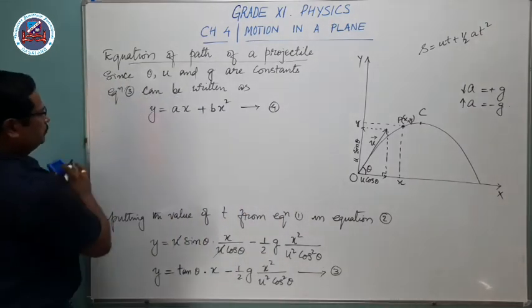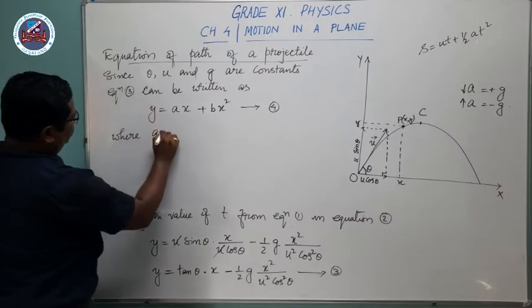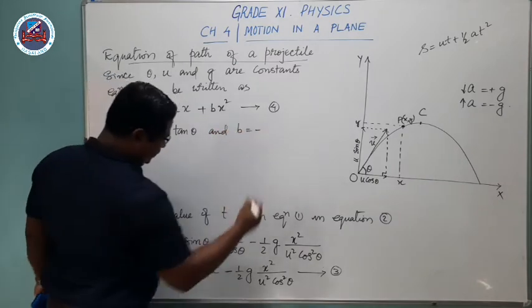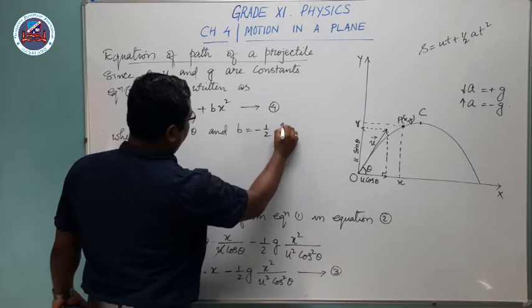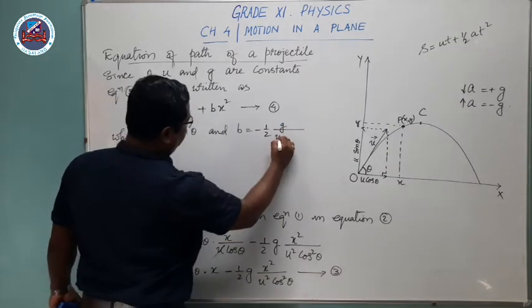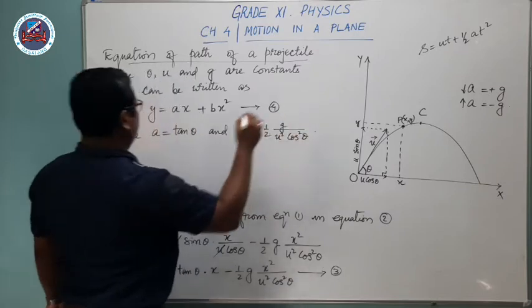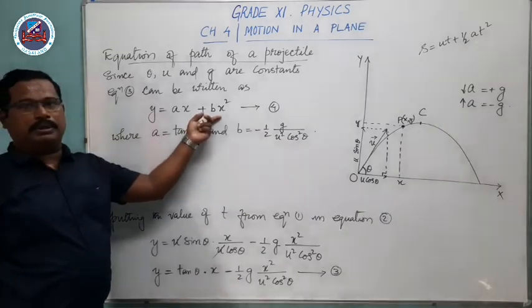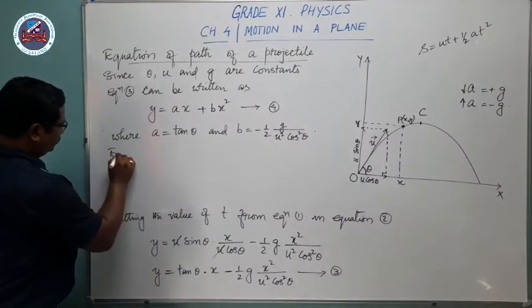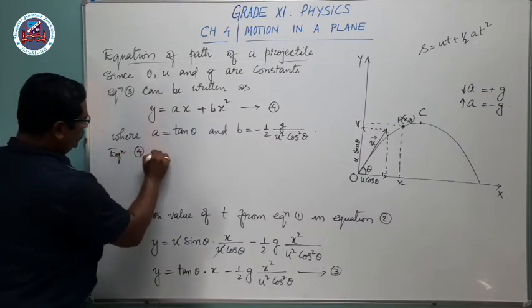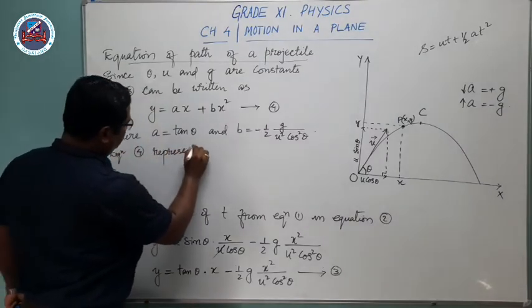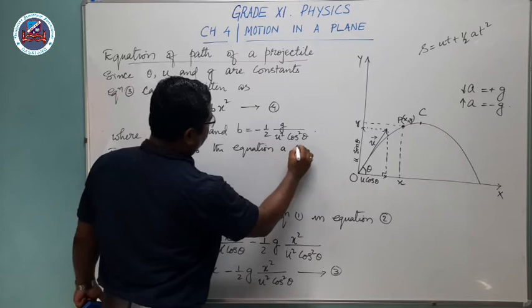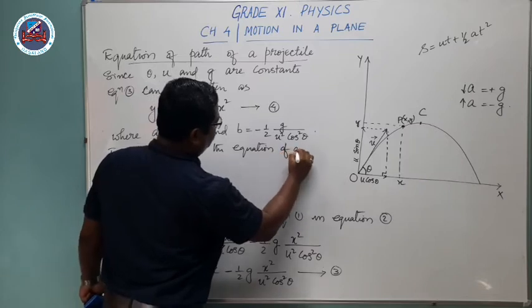where a we have substituted for tan theta and b is equal to minus half of g divided by u square cos square theta. So equation 4 represents the equation of a parabola.